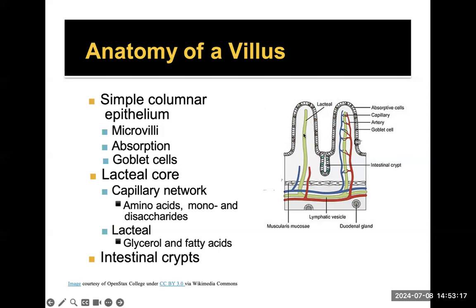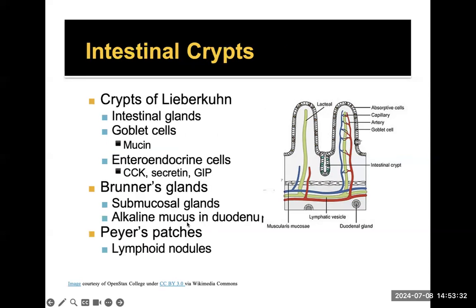In the core of the villus, you have a lacteal system, which is going to help with the transportation of fatty acids because they're big. And then also a capillary network, which is going to pick up all the smaller things like the amino acids, the monomers, and disaccharides and such.